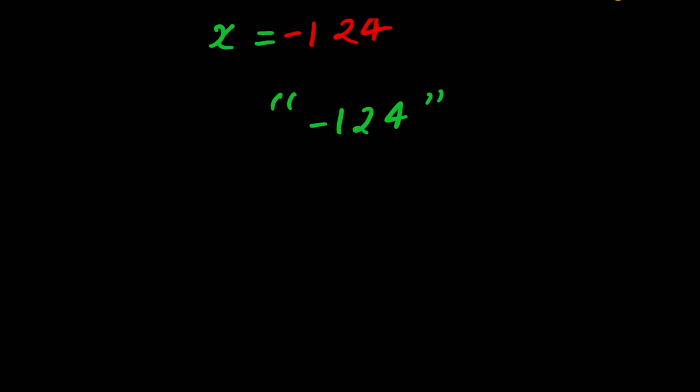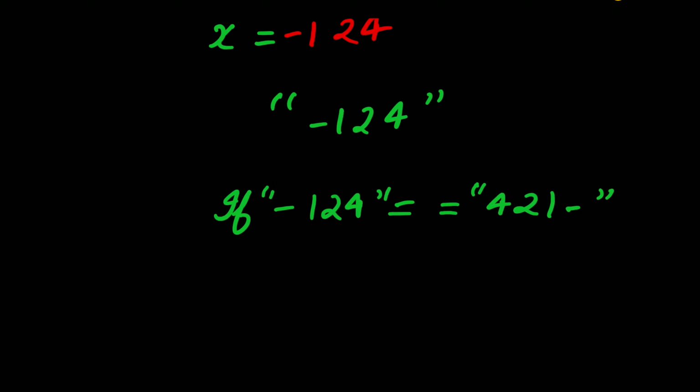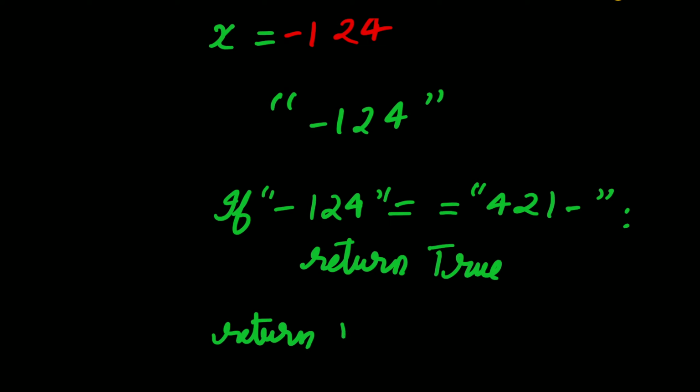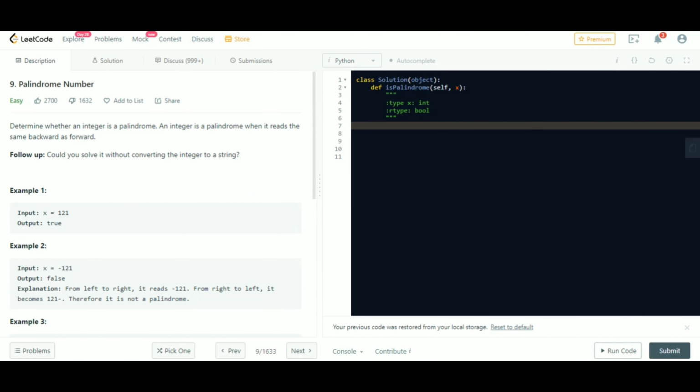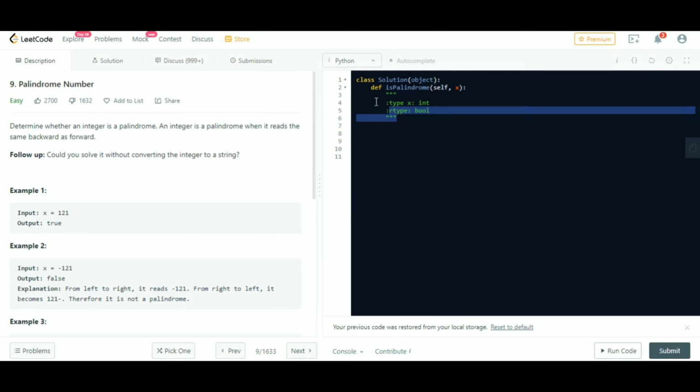So now what will I do? I will compare this original string with the reverse of it. So I will check if -124 is equal to 421-. In this case, it's not equal. So if it is equal, I can return true, and if it's not equal, I can just return false. That's basically it. This is actually a simple problem. And yeah, that's how you solve this problem. Okay, let's code the whole solution out now. It's a pretty easy question.